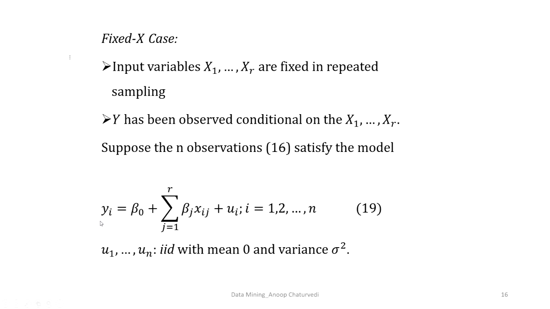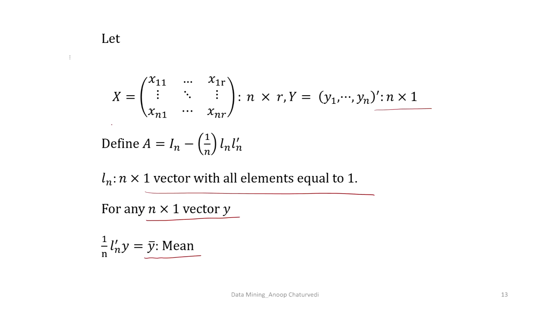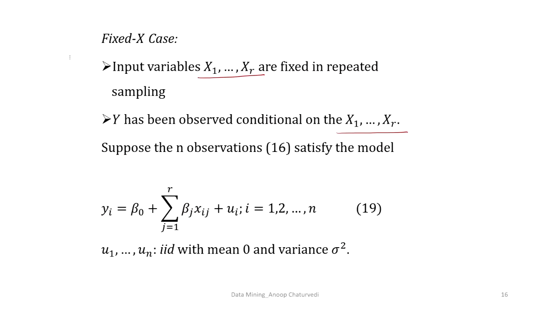Now, we consider the fixed x case. So, suppose these input variables are fixed in repeated sampling and you have observed y conditional on x 1, x 2, x r. Again, we take the observations in a similar manner as we have taken in the previous case. So, you have this matrix of observations on x's and this vector of observations on y's. And then we write yi equal to beta naught plus summation j equal to 1 to r beta j xij plus ui, i equal to 1 to n.